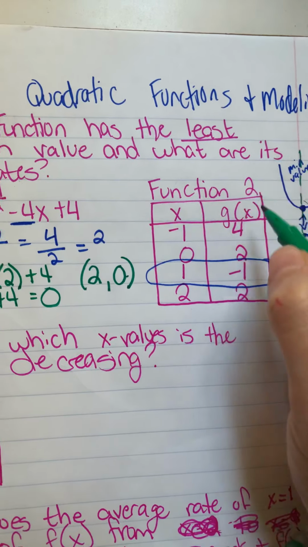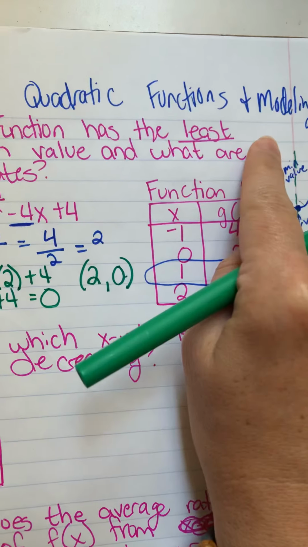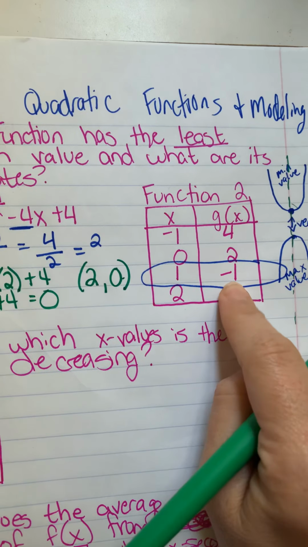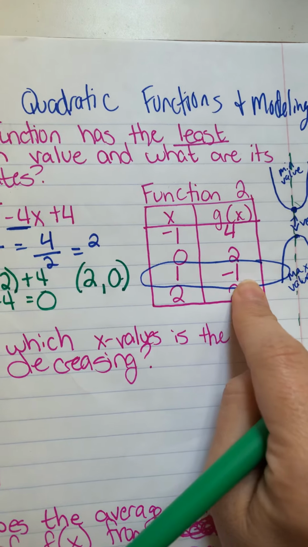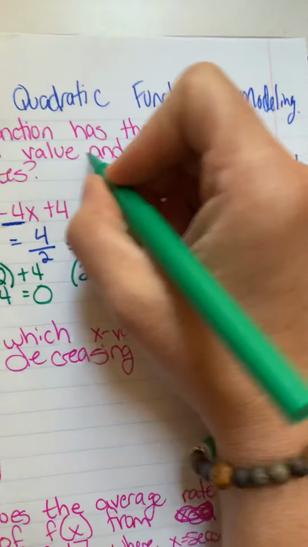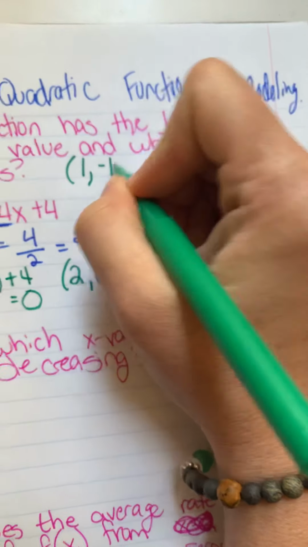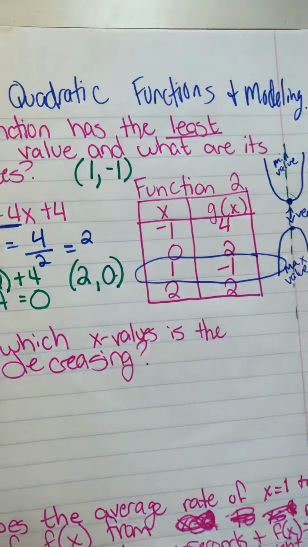So function 2 has the least minimum value. When x is 1, y is -1. So it's 1, -1 is my answer.